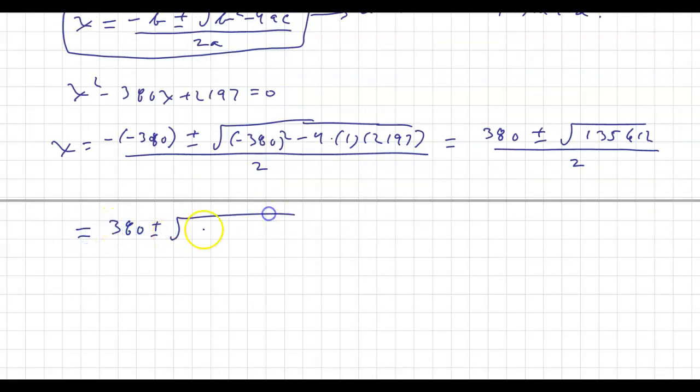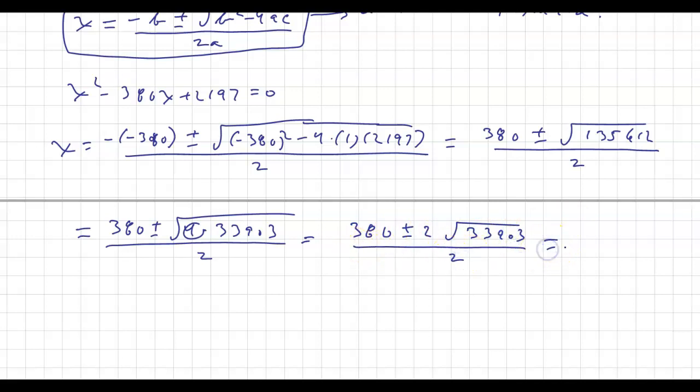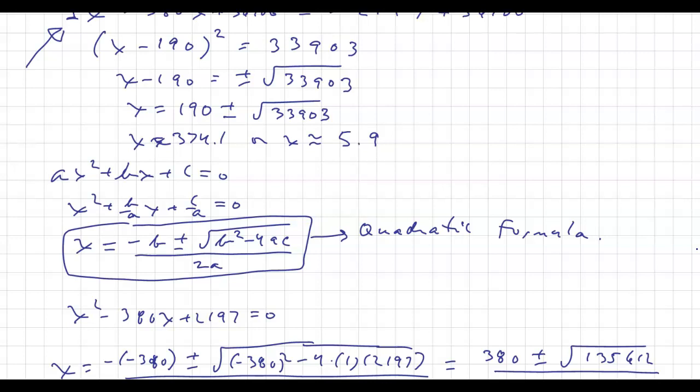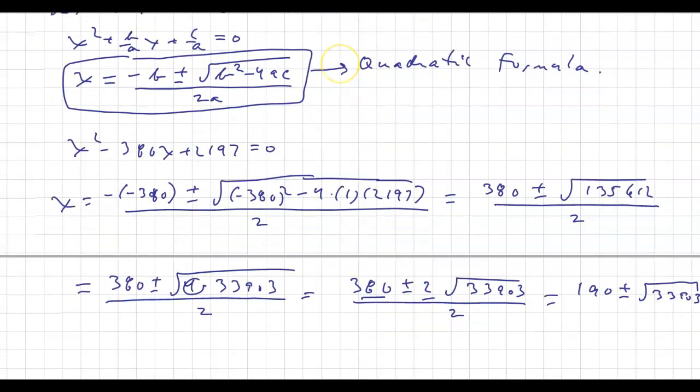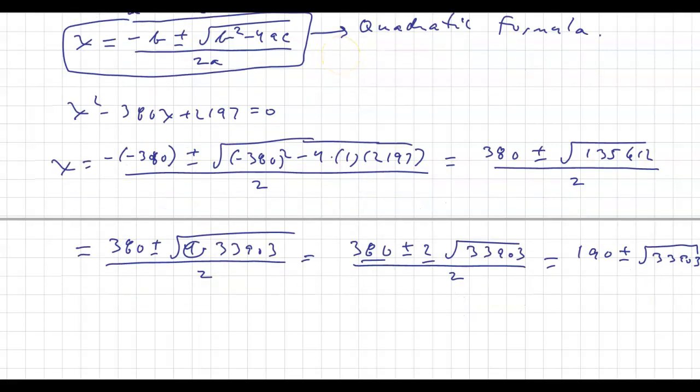Now it turns out that this 135,612 is equal to 4 times 33903, and then you can bring this 4 out. Square root of 4 is 2, so 380 plus or minus 2 root 33903 over 2, and then you can divide both of the terms by 2, and you get 190 plus or minus square root of 33903, which is the same answer that we got in the completing the square process before. So with that, you get to the end of what most people do with algebra in high school as far as solving equations. You can solve any quadratic equation with the quadratic formula.